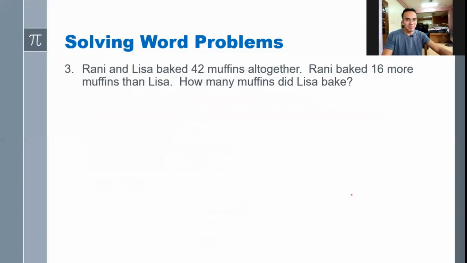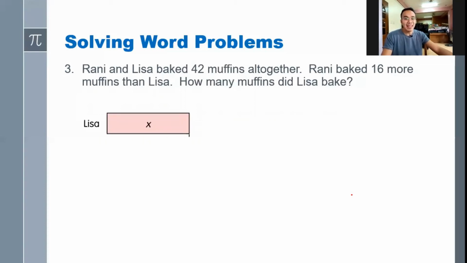Problem number 3. Rani and Lisa bake 42 muffins altogether. Rani baked 16 more muffins than Lisa. How many muffins did Lisa bake? There are 2 people involved in the problem, Rani and Lisa. What we know about them is that Rani baked 16 more muffins than Lisa.